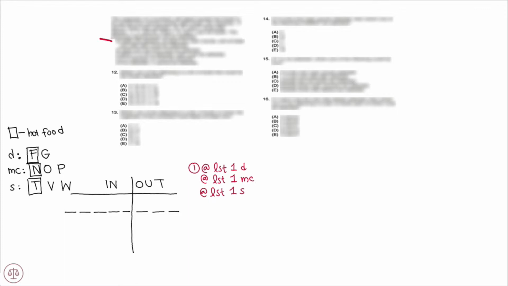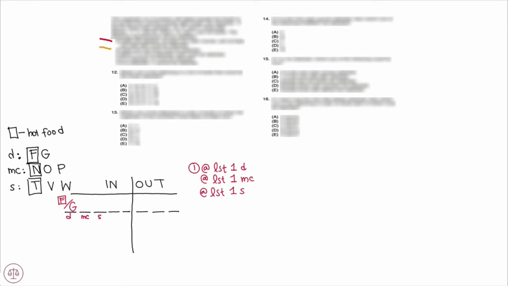Since there's only 2 desserts, we can place them in here and say we either have F or G in this one spot. That depicts our spot for dessert. We have at least 1 spot for main course and 1 for side as well.